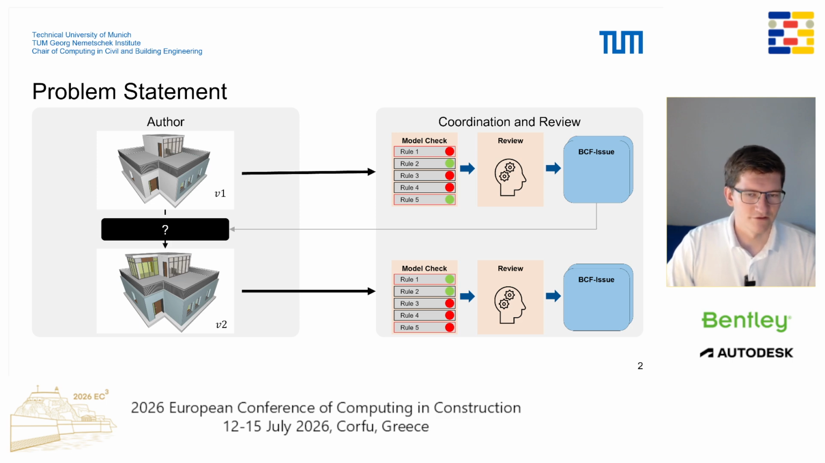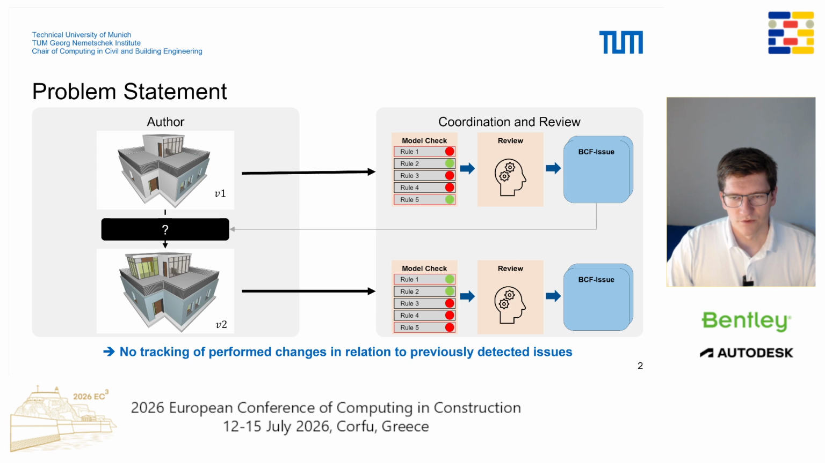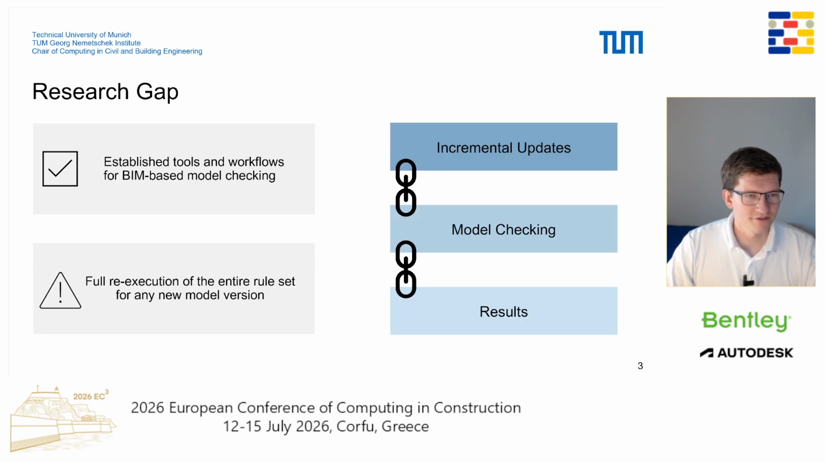So far, with existing technology, we don't really have any opportunity to perform reasoning on this situation. What we can summarize here is that we do not have any opportunities for tracking changes or setting changes into relation to the previously detected issues. That's essentially the research gap that we have investigated in this paper. We acknowledge that there is already very established tooling and workflows available for BIM-based model checking. However, with each new model version or iteration, we see a full re-execution of the entire rule set for each new model version.